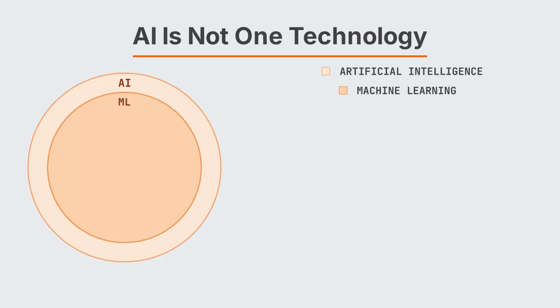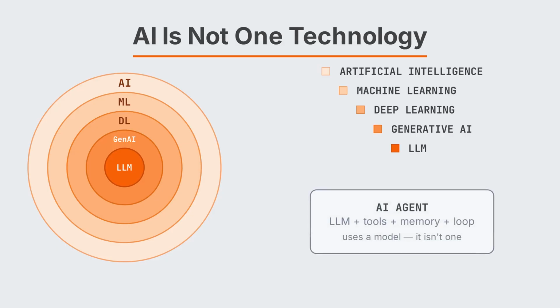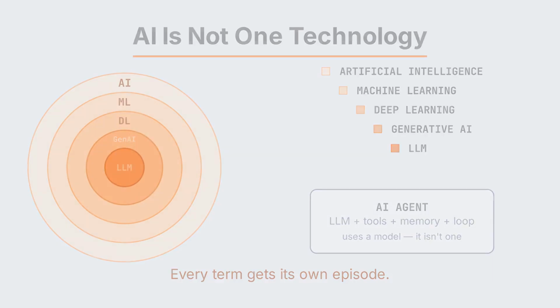Inside AI sits machine learning. Inside machine learning, deep learning. Inside deep learning, generative AI. And inside generative AI, large language models. AI agents are different. An agent wraps a model with tools, memory, and a loop, so it can take actions. Every one of these terms gets its own episode in this series.